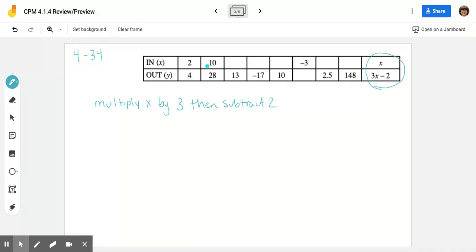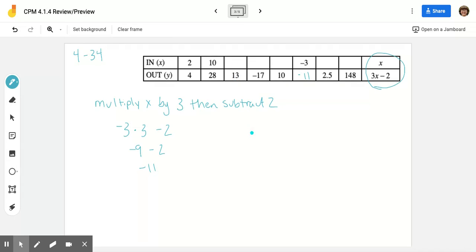All right, so if I want to fill in values, I would have 2. I multiply by 3, that gives me 6. Then subtract 2, I get 4. Only other X value I have is this -3. So let's go ahead and multiply -3 times 3. And then subtract 2. So that would be -9 minus 2, which would be -11. So -11 goes here. But then we need to figure out what did I start with to get 13.